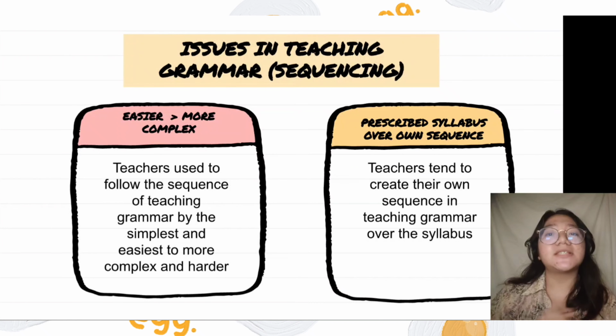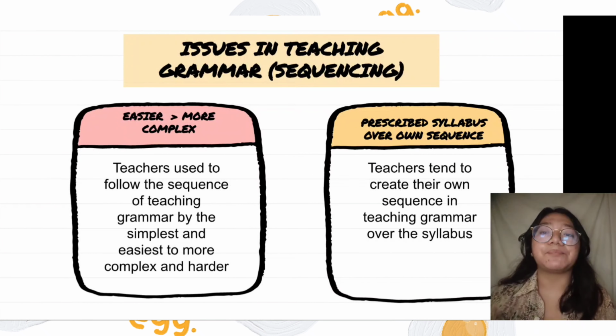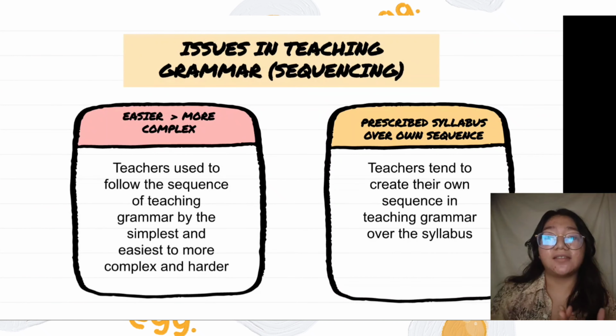So, number 2 is prescribed syllabus over own sequence. Teachers tend to create their own sequence in teaching grammar over the syllabus. In this part naman, gumagawa yung mga teachers ng own sequence nila to deliver the topic according to what is appropriate on their time and level. Especially kapag nagkakaroon sila ng mahirap i-deliver kasi minsan sa books or sa syllabus, iba yung deliver na gusto nila sa deliver na gusto ng syllabus and ng textbooks.